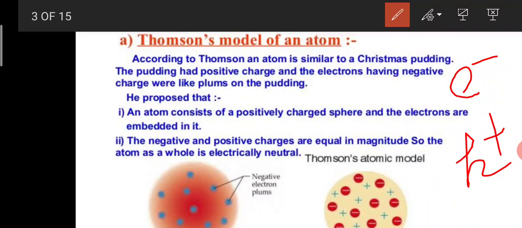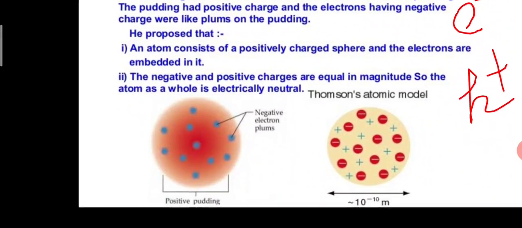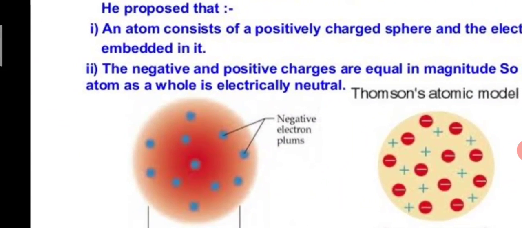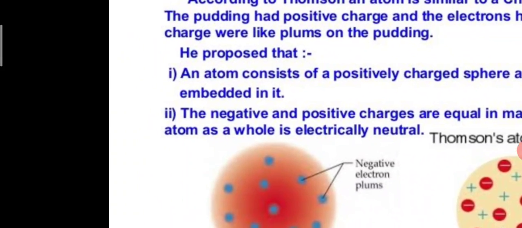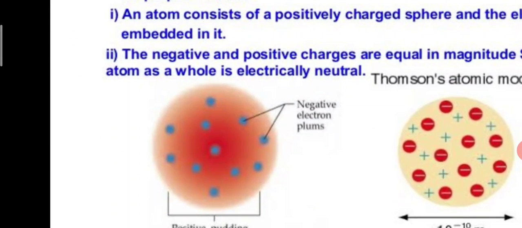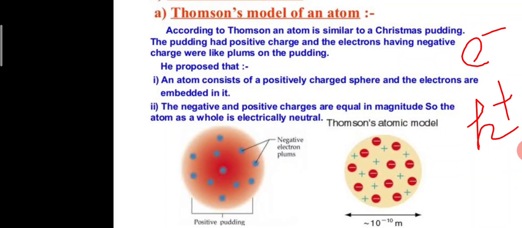So students, Thomson assumed that the atom is a uniform sphere. You can see this diagram. According to Thomson, the atom is a uniform sphere of positive charge with electrons embedded in it. You can see this diagram also.